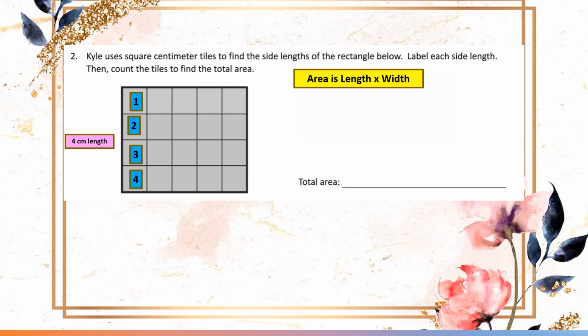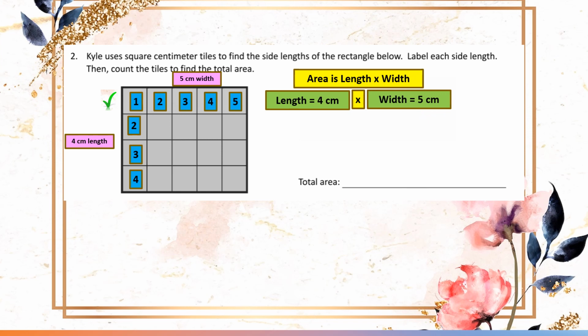Now remember, area is length times width. So I have my length. Now I have to figure out my width. So starting at the upper left-hand corner, I already have the number 1 there. So I start from there. 1, go across. 2, 3, 4, 5. So that means my width is 5 centimeters.